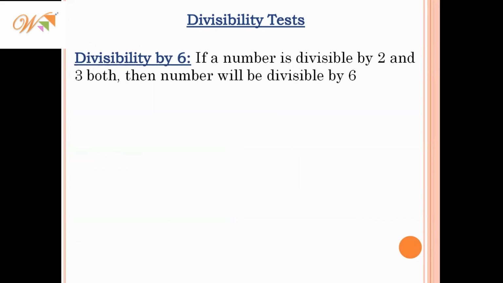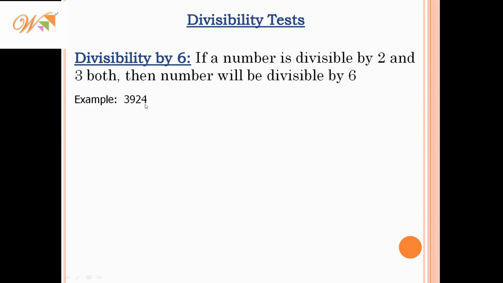Let's see the divisibility test by 6. If a number is divisible by 2 and 3 both, then the number will be divisible by 6. For example, again I am taking 3924. So is 3924 divisible by 2? Yes. Why? Because it is ending with 4. 4 is an even number, so it is divisible by 2.